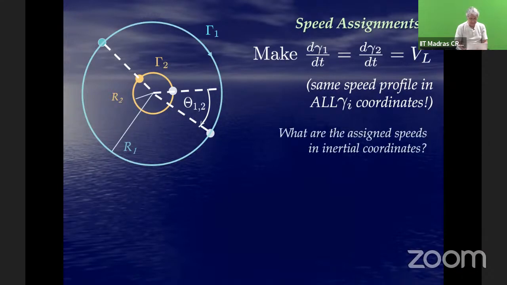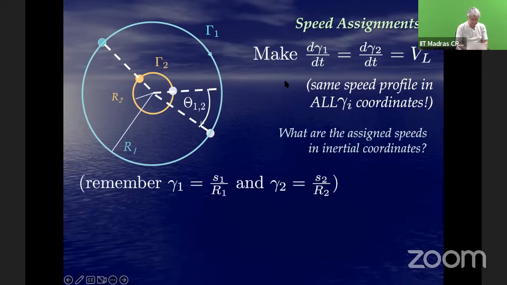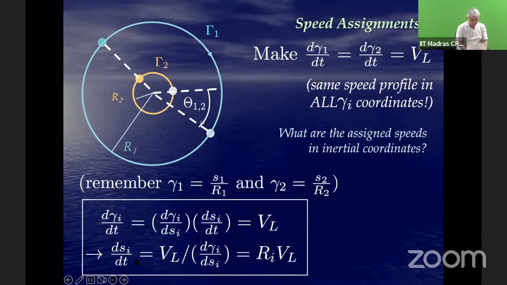So what are the assigned speeds in inertial coordinates? You do the computations. If the speed of this one is equal to the speed of that one and is equal to VL, when you go back to inertial, they scale by the radius. So this is the trick. It's the first trick in cooperative motion control. You want to do something with the vehicles to reach a certain formation. You have the paths, reparameterize the paths so that you meet your goals when the gammas are equal and they go exactly at the same speed. That's it.